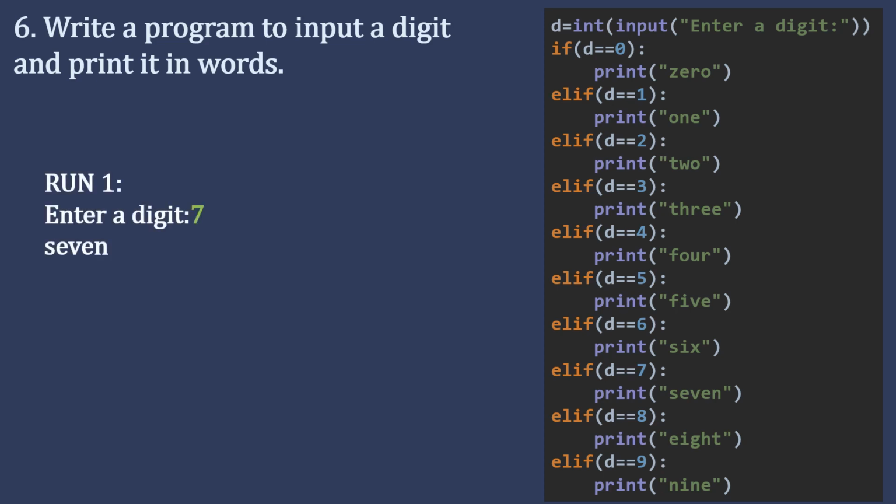So once you run the program, it will ask you to enter a digit. Let's say the digit entered is 7, then it will just print 7 in words. In the second run, if you enter the digit as 0, then it will print 0 in words.